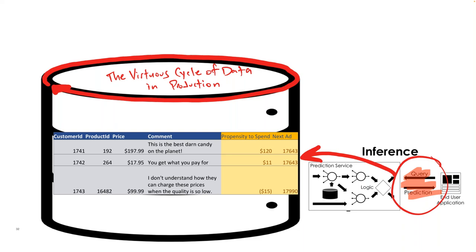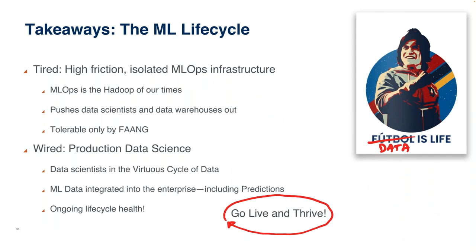Moreover, now in the feedback loop, we have all our data in one place and the whole operation of that virtuous cycle is centralized. Okay, so takeaways on this machine learning lifecycle: data is the key to the whole thing. And the sort of tired way to do it is this high friction isolated MLOps infrastructure. I like to say MLOps, as described in the field today, is the Hadoop of our times if you lived through big data.